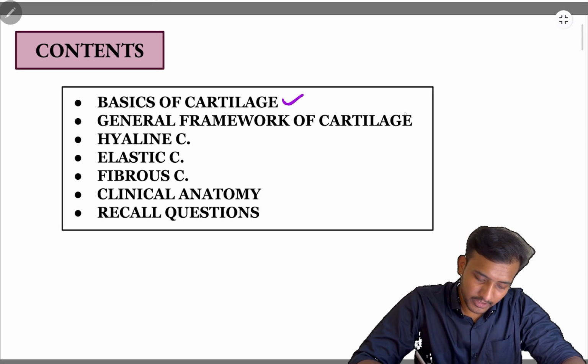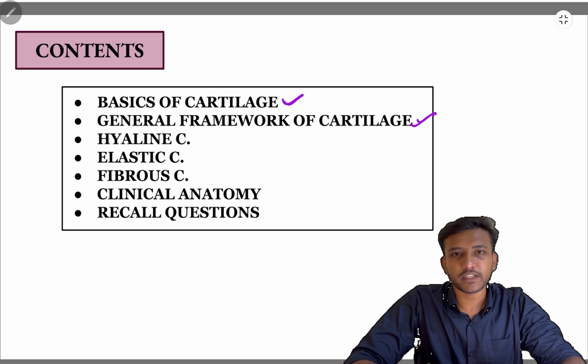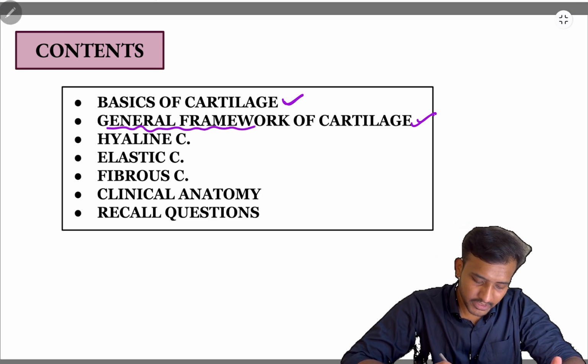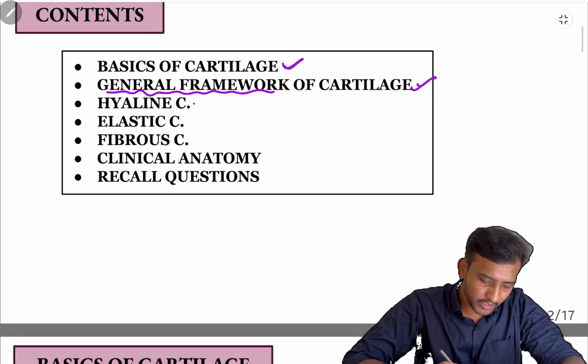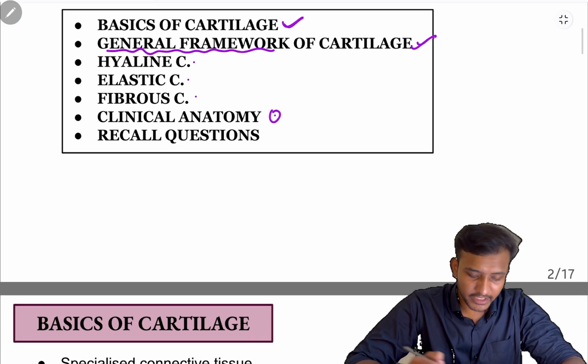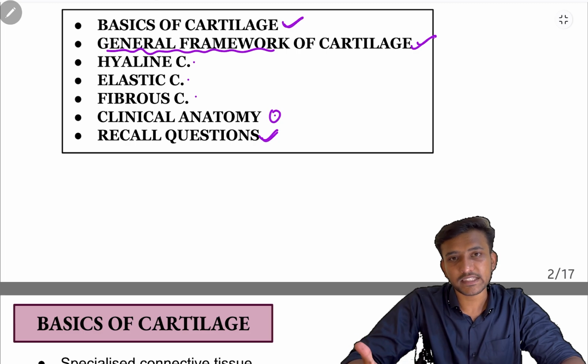After that, we're gonna talk about the general framework of the cartilage. To understand each and every cartilage, like the hyaline or the elastic or the fibrous cartilage, first we need to have an idea about the general framework, how exactly the cartilages are there. Now after that we'll talk in detail about the hyaline cartilage, elastic cartilage, fibrous cartilage, and of course our clinical anatomy. At the end we'll talk about the recall questions as well, to recall whatever we studied there.